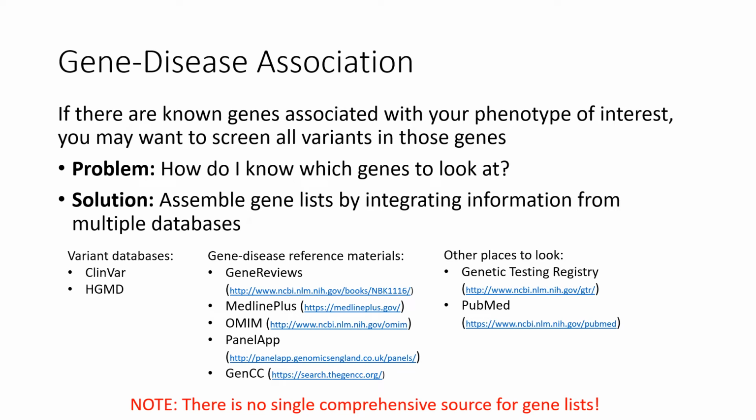And then PubMed, sadly, a lot of novel, or rather newer gene disease relationships are really only captured in the literature. So they're not yet structured in these databases like OMIM. So it can often be useful to do a brief literature search for the phenotype of interest to be able to capture the newest gene disease associations for that disease.